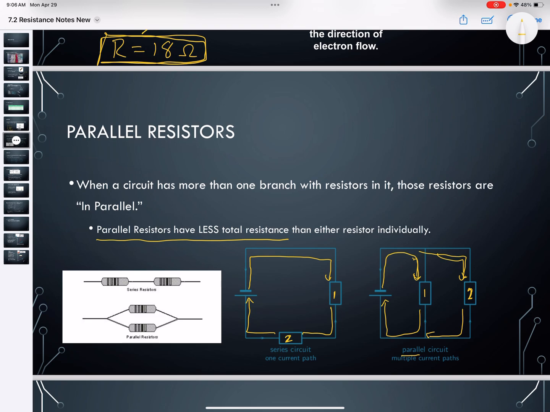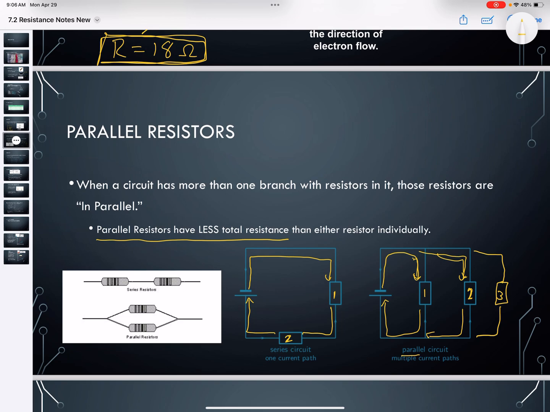So I can actually drive my resistance even lower by adding more and more branches. If I want to make the total resistance in my circuit even less, I could open up a third branch on this, and that would cause my resistance to go even lower. So the more parallel branches I have, the lower my resistance is.